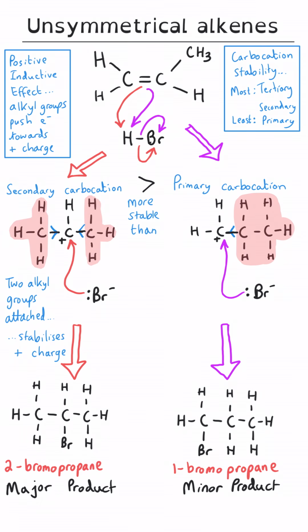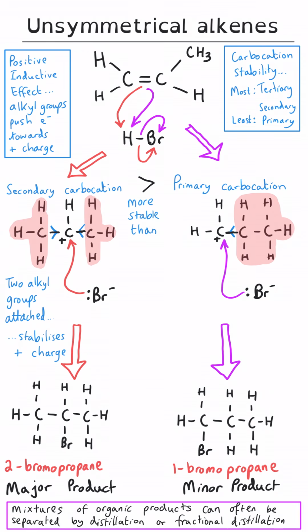You will still get both of these products forming, but because it is harder to make the less stable intermediate, there will be a smaller percentage of this organic product. If you do get a mixture of organic products, you can separate that mixture by distillation.